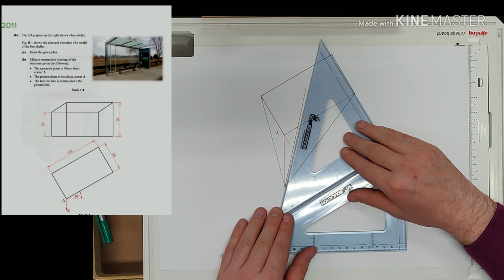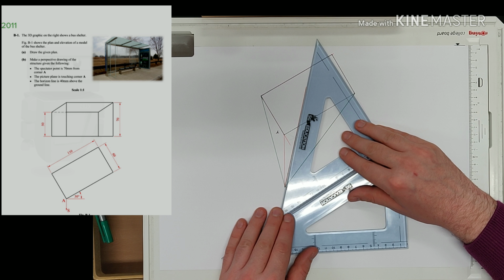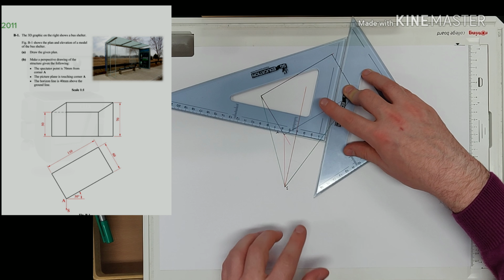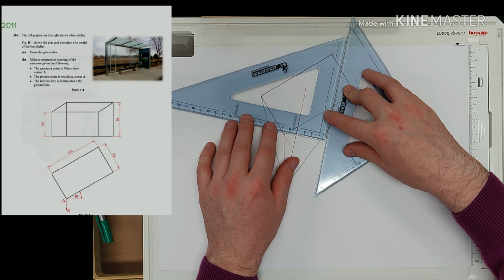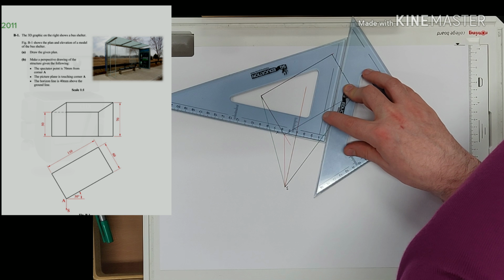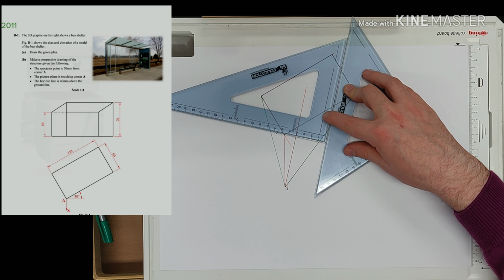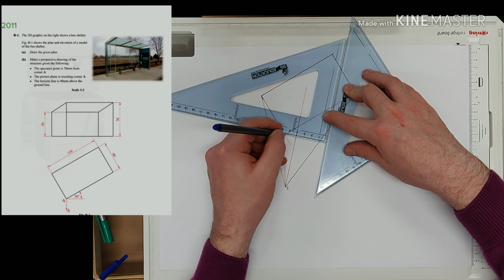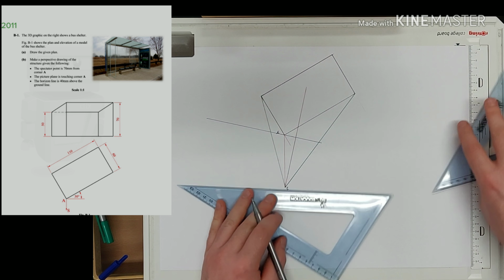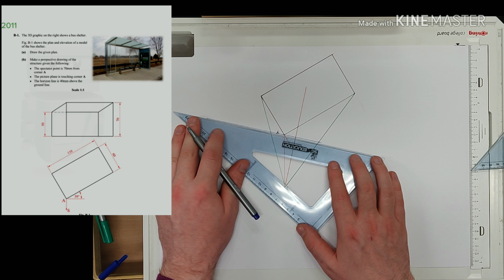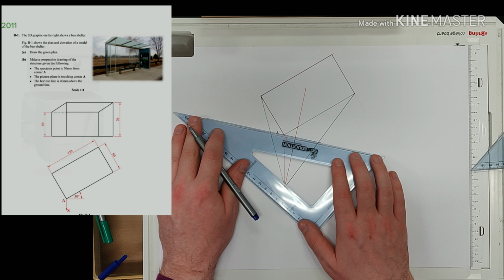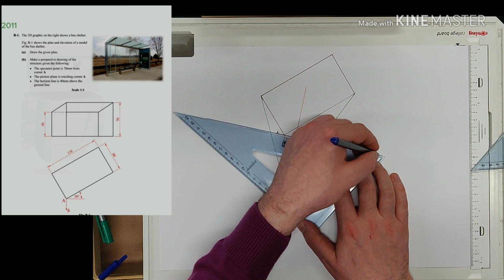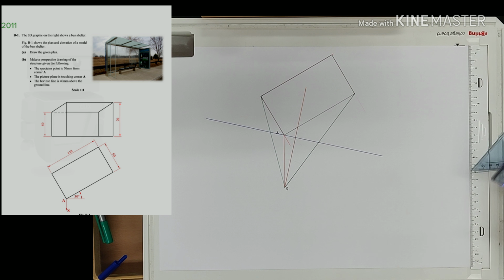So one set square to your line of sight, slide them back, put the other set square flat against them, make sure he's running through A, and now we can draw on our picture plane. Okay, so that's the picture plane in.